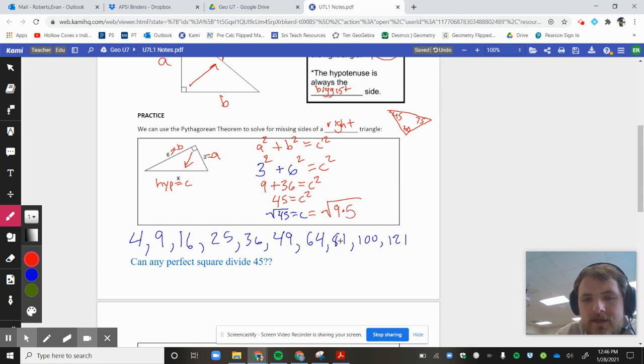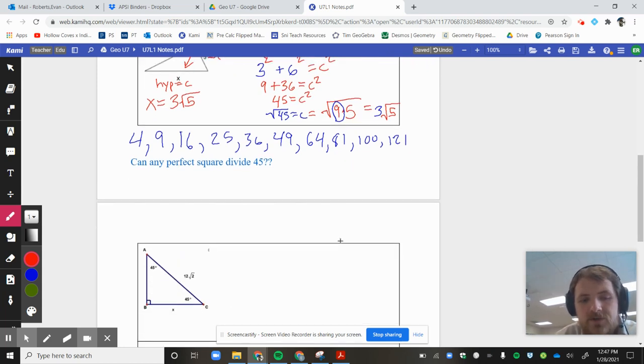Now, you might be saying, "What are you doing, man?" Well, the square root of 9 is 3. So I'm going to put 3 outside of that radical. I can't take the square root of 5. I also can't divide anything else. Nothing else can divide 5. So my final answer is going to be 3 radical 5. So that hypotenuse, that x, equals 3 times radical 5. Again, you can get a decimal, but we want to get in the habit of doing radicals.